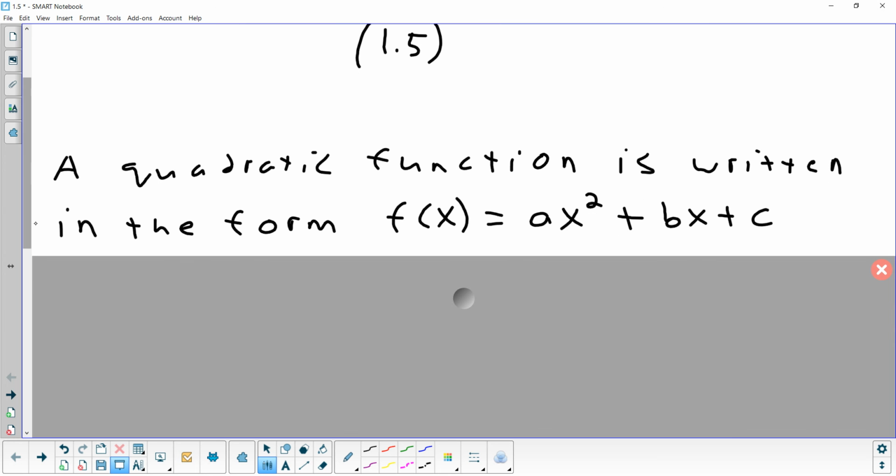Quadratic functions are written generally in the form ax squared plus bx plus c. B and c can be any number that you want, any real number. But what do you think a cannot be? Yep, John? 0. Why not?